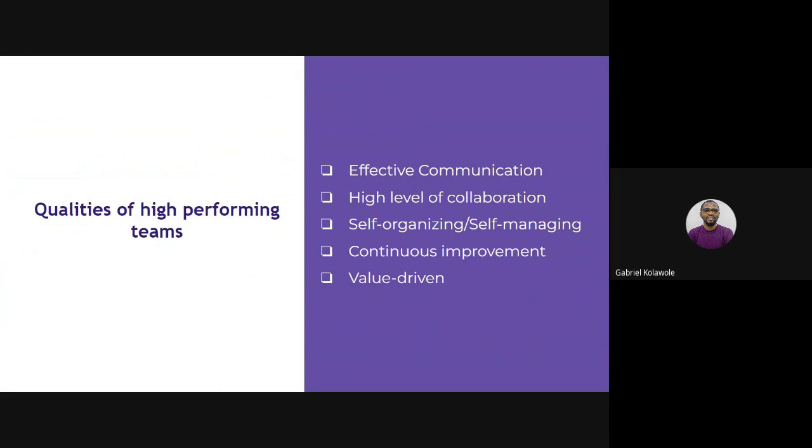This is my last slide. So what are the qualities? What are the things that we look out for in high-performing teams? Effective communication is paramount, very important. A high level of collaboration, self-organizing and self-managing is top priority. Continuous improvement, and a value-driven team. It's not about the work, it's not about activity, it's about value.